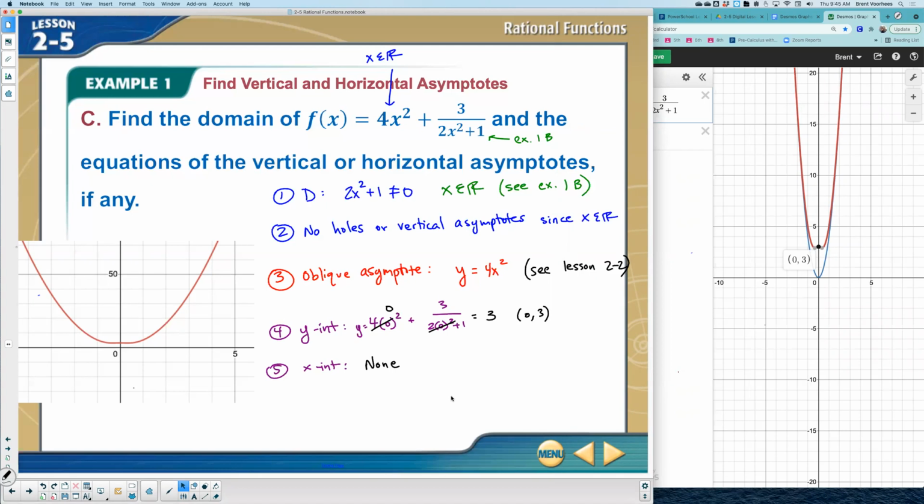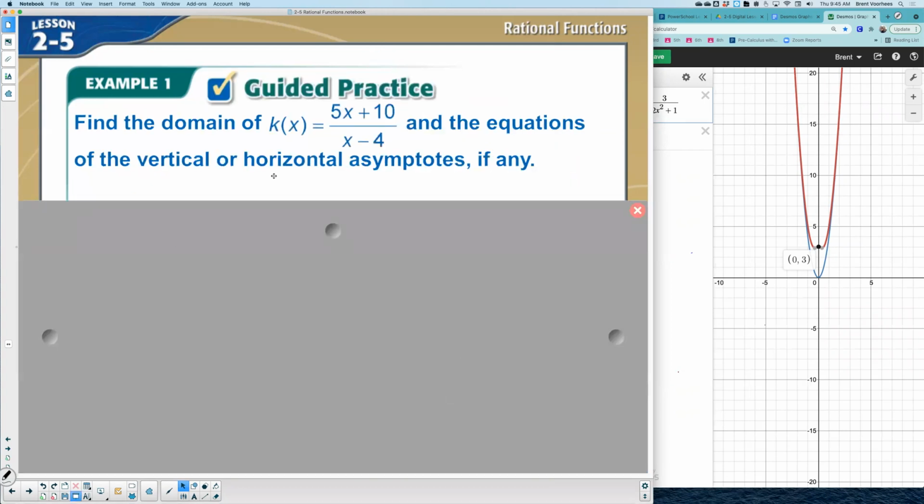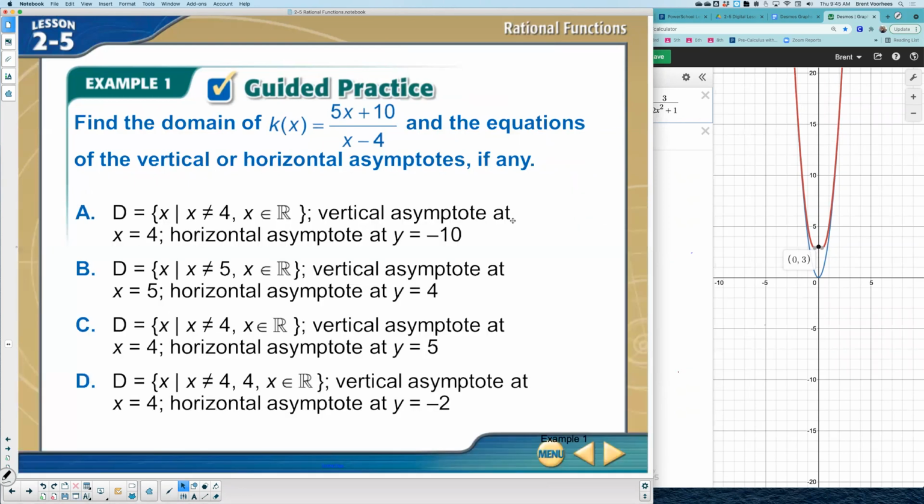All right, now it's your turn. I want you to find just the vertical and horizontal asymptote. So just step 2 and step 3. Just step 2 and step 3 is all you have to find for DOL number 1. It might help to find the domain first, do step 1, but all you have to really do is step 2 and step 3.